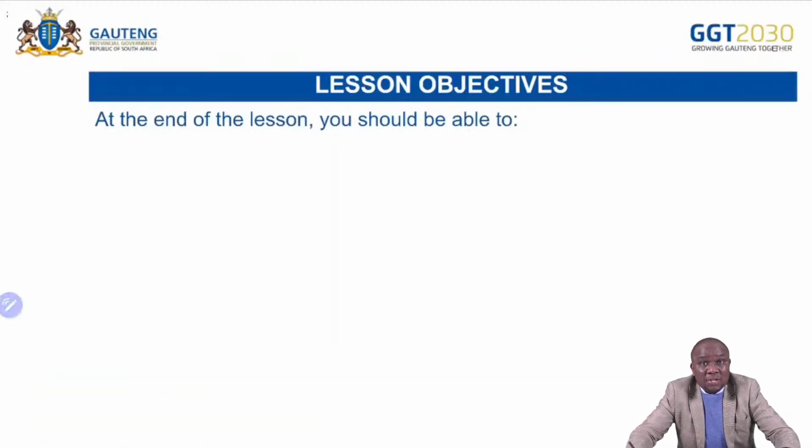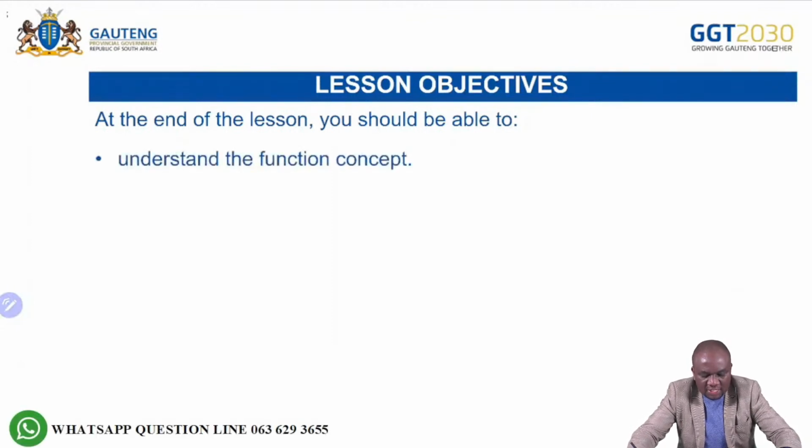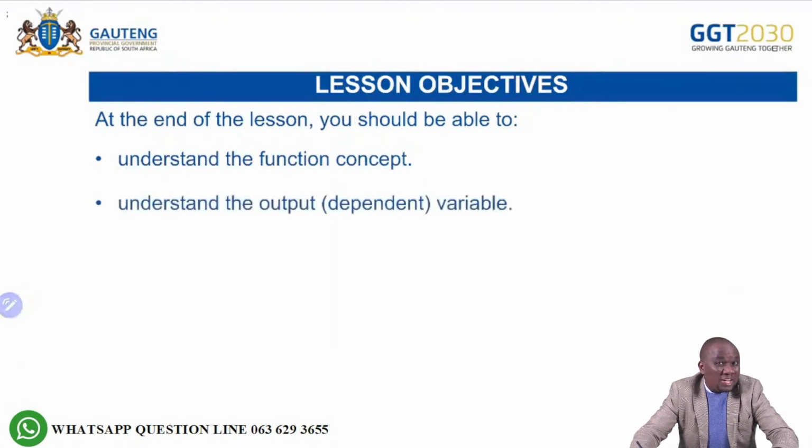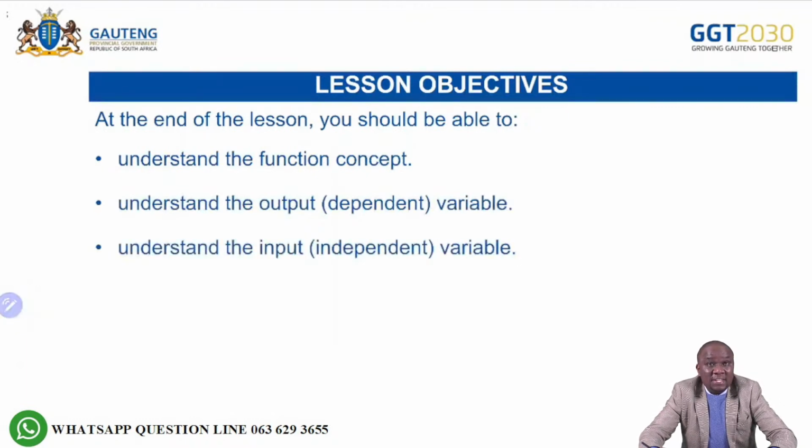At the end of the lesson, what are you going to learn, grade 10s? We're going to learn about the function concept. We're going to understand the function concept. What is a function? And then output values. Output and dependent values, just like we did in grade 8 and 9. The output values are the dependent variables or dependent values. We use these things interchangeably. Okay? And then we're going to talk about the input values, which are the independent.